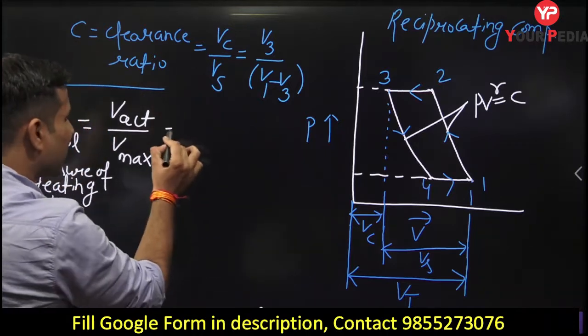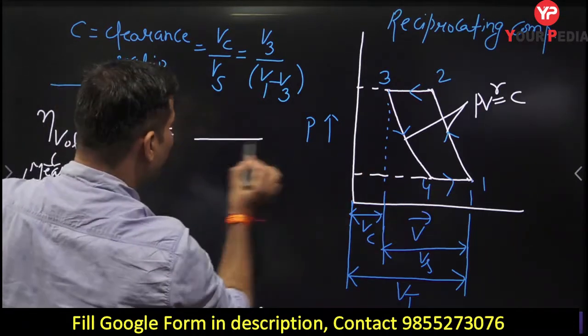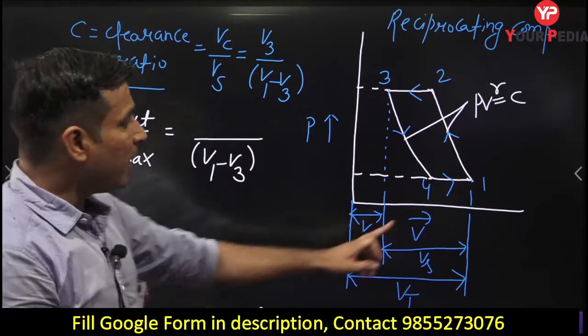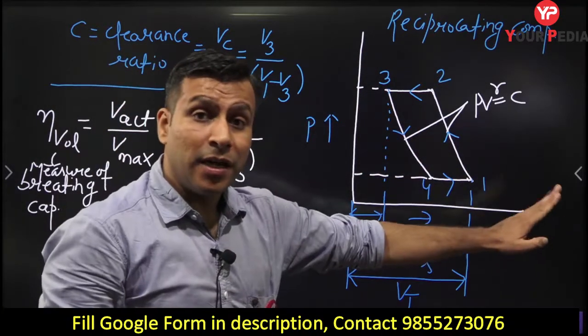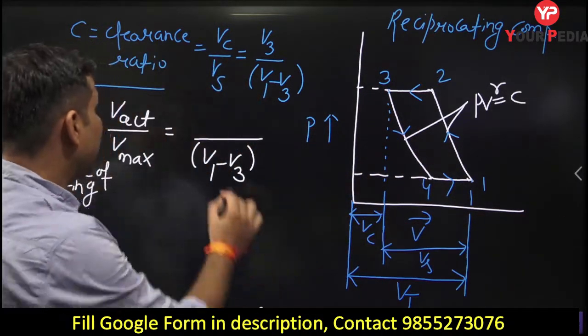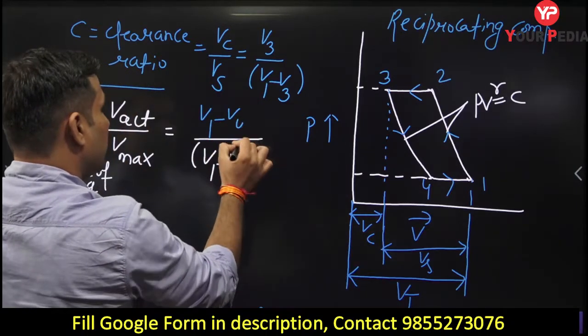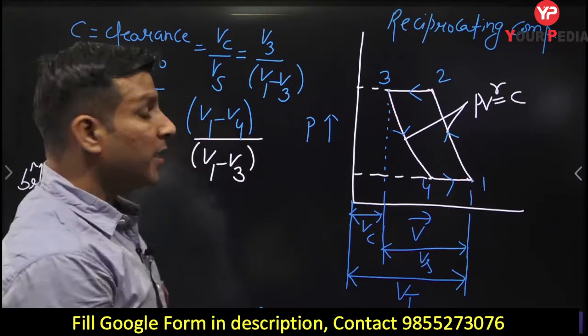So you know guys, the maximum volume which can enter into the compressor, that is V1 minus V3, because this is the swept volume. V1 minus V3, this is the maximum volume which can enter, but the actual volume entering is only equal to V1 minus V4. This is the actual volume entered in the compressor.